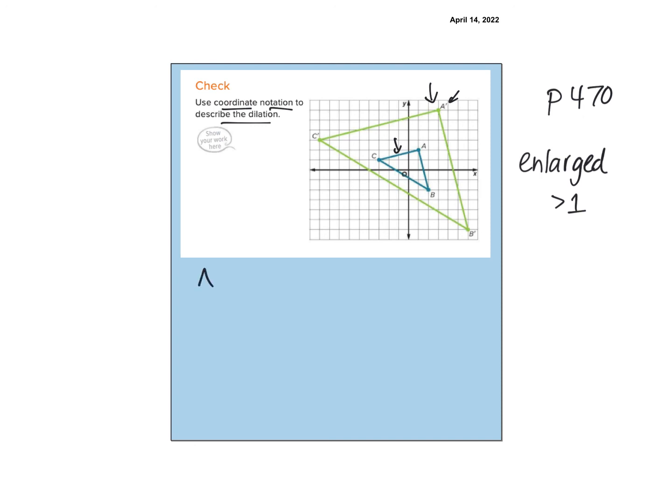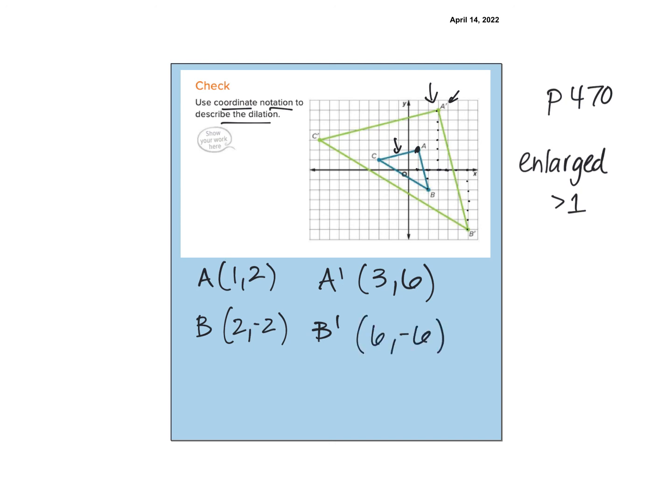So to find it, you are going to want to find A and then A prime, and maybe B and B prime. At least test it with 2 points. So I'll start with A. The coordinates of A are (1, 2), and then A prime is (3, 6), I think. Okay, so I'll just go with that to start with. And then B, it looks like it's (1, -2). And B prime looks like it's (3, -6). Okay, you could find C as well, but I'm just going to do it with 2 coordinates. See if I see a little bit of a pattern.